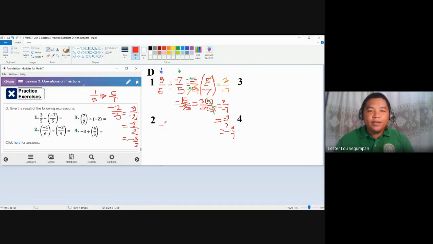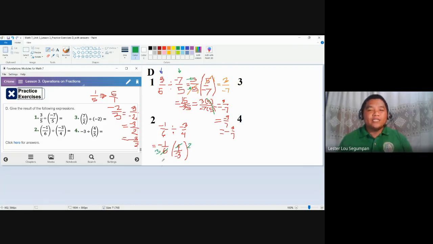So you have here negative 1 sixth divided by negative 3 fourths. So we could change it into negative 1 sixth times 4 over negative 3. Applying the cancellation law or the shorter method, we all know that 4 is 2 times 2, 6 is 2 times 3. So by removing the factor 2, for 4 you still have 2, and for 6 you still have 3.